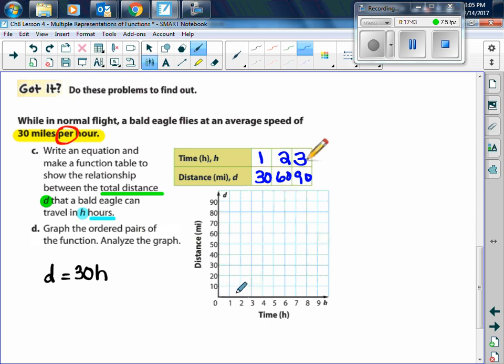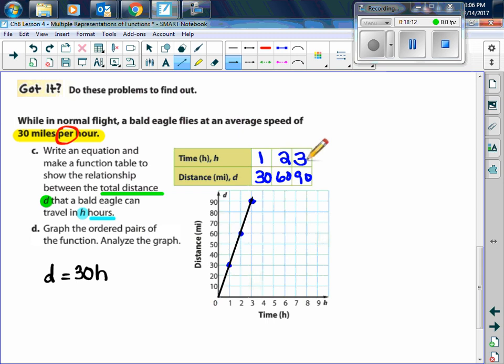So 1, 30. So this is what our graph looks like. And yes, the points lie in a straight line. So this is a linear function. Very good. Now let me ask you this. Do I draw the line? So yes, we are going to draw the line, because when we draw the line, and I'm going to put the 0 on there too, okay?